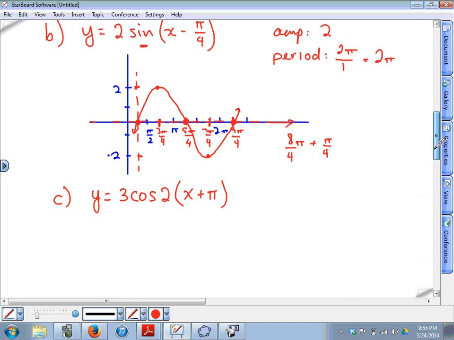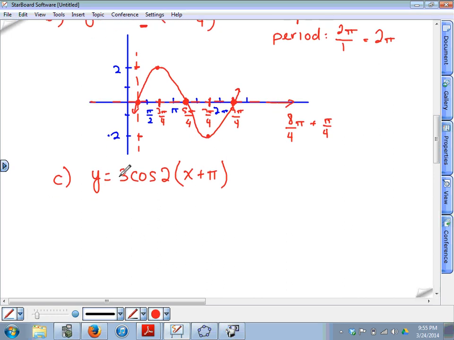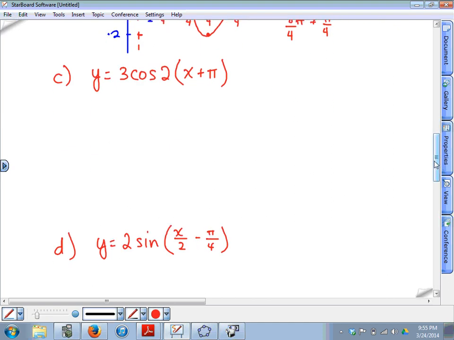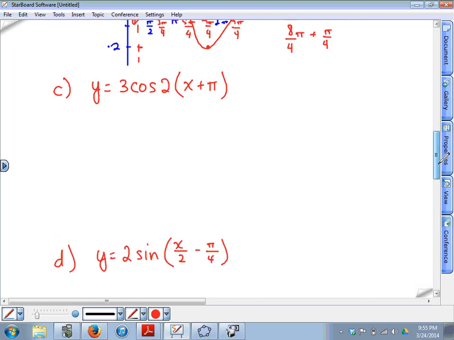So now we're getting into some of these that have not only an amplitude change, but a period change. Now just so you can see these together, part C and part D, notice what the difference is. Here in part C, the period change occurs in front of the parenthesis, whereas here the period change occurs inside the parenthesis. That makes a difference in how you describe the phase shift. It makes a big difference. So part C first.